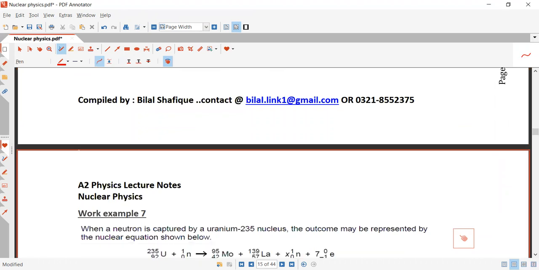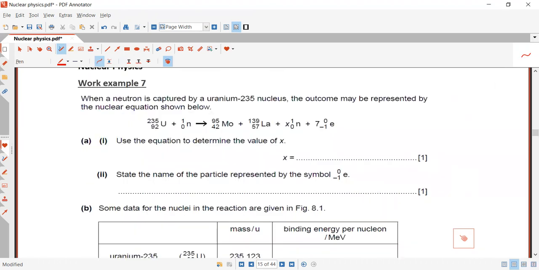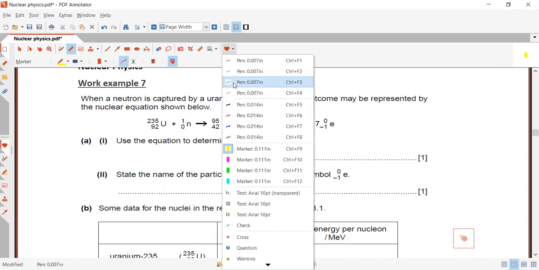Okay. Let's do this question. The question is: when a neutron is captured by a uranium nucleus, the outcome may be represented by this equation. Use the equation to determine the value of x. This is x in the reaction.